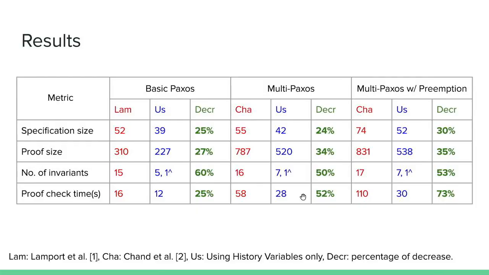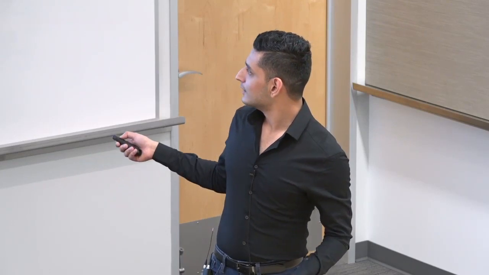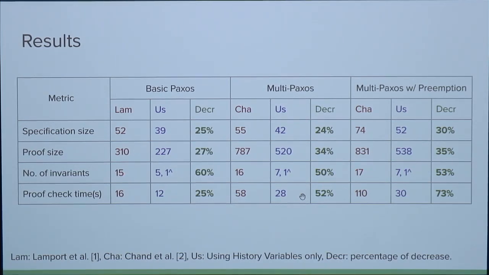Result-wise, the specs decreased almost by a quarter. Proof size decreases again by about 35%. More importantly, I needed fewer invariants because of the way I wrote it. And proof check time would obviously decrease because it's a smaller proof with fewer invariants. We were able to methodically generate all of the invariants except for one. So we are going to see these other ones and not that one.